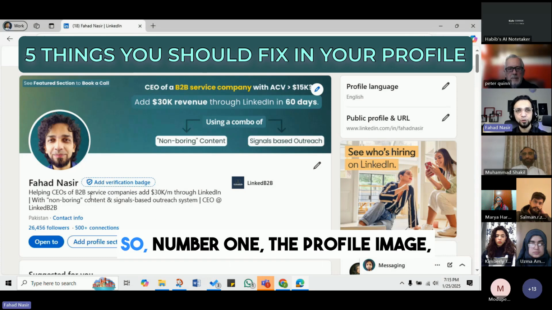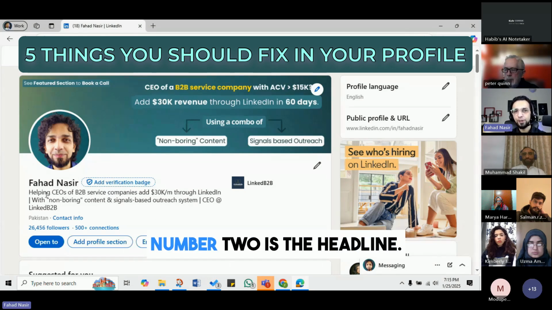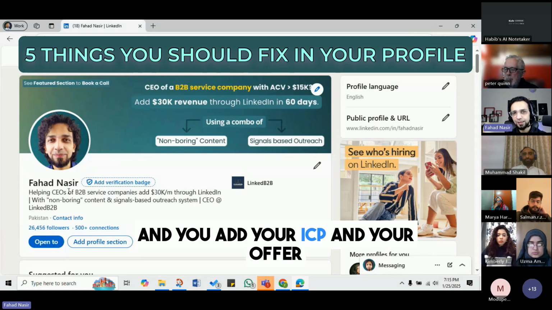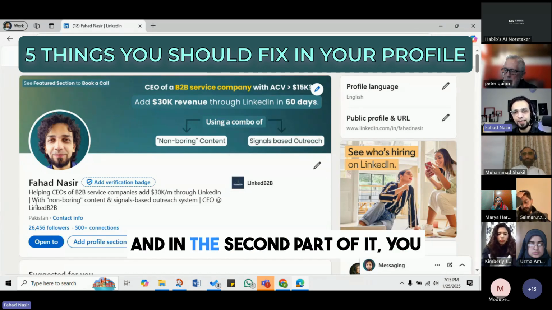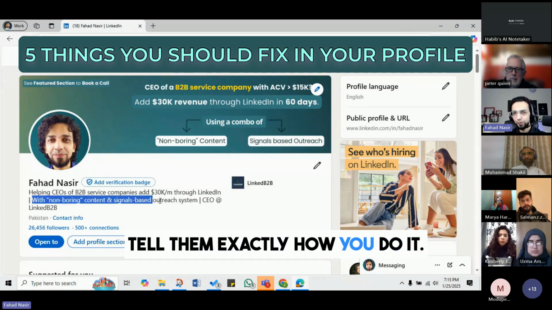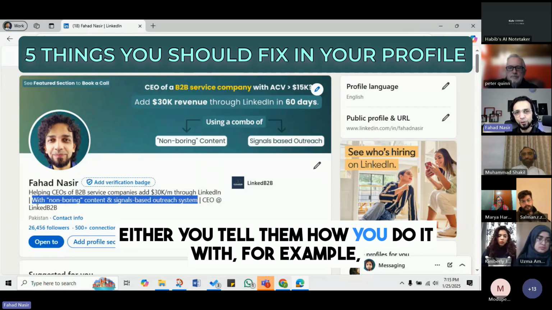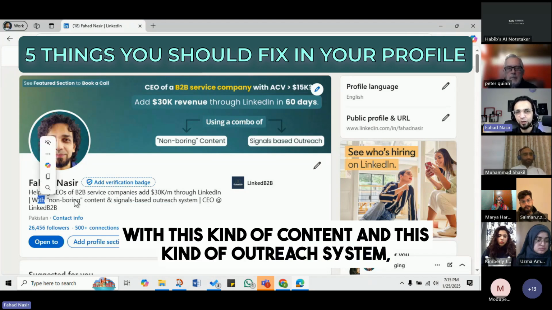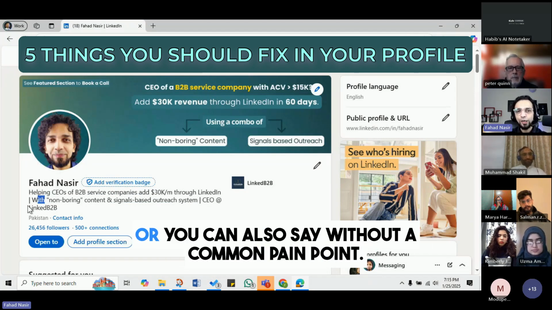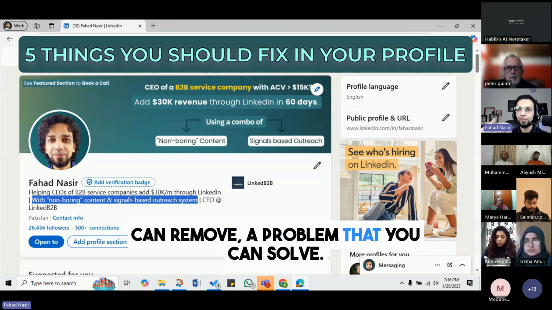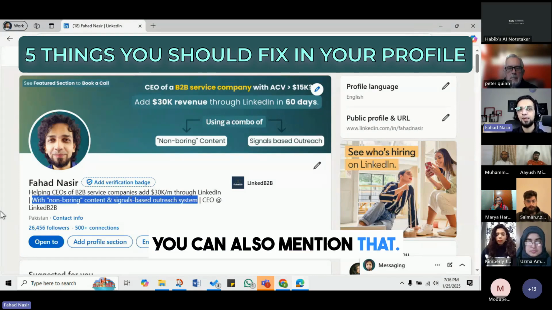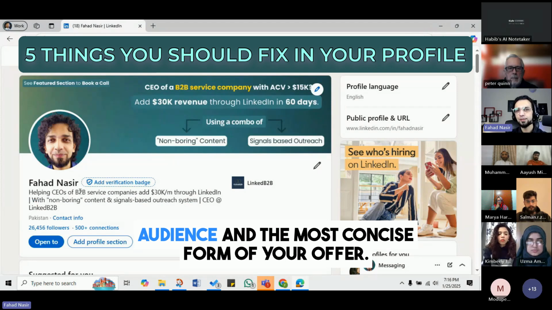So number one, the profile image. Number two is the headline, and you add your ICP and your offer over here in the most concise way possible. And in the second part of it, you tell them exactly how you do it. Either you tell them how you do it with, for example, this kind of content and this kind of outreach system, or you can also say without a common pain point. Anything that you can remove, a pain that you can remove, a problem that you can solve, you can also mention that. But the first part needs to have the target audience and the most concise form of your offer.